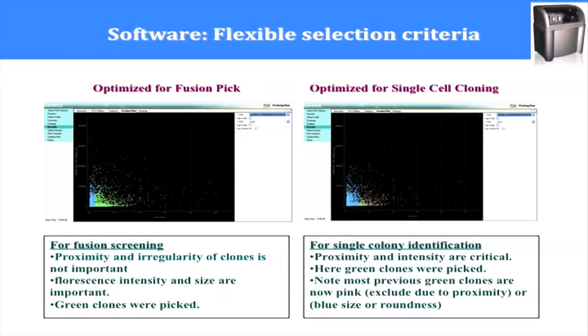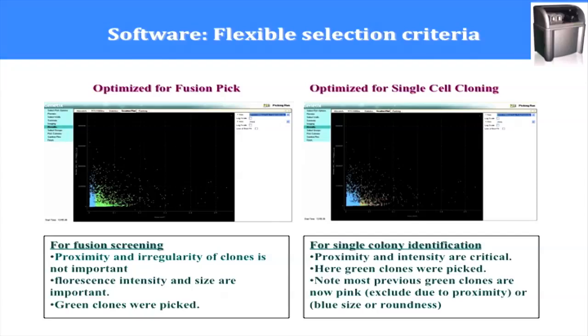Now I'm showing a cell population that we set the criteria for the fusion pick. So this is optimized for the fusion pick. The x-axis will be the area, and the y-axis will be the fluorescent intensity. For fusion, proximity and irregularity are less of a problem for us.